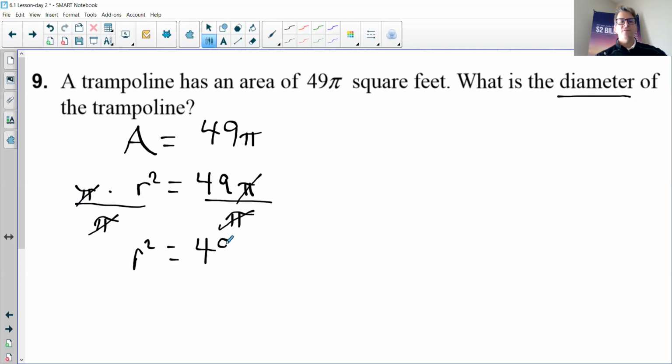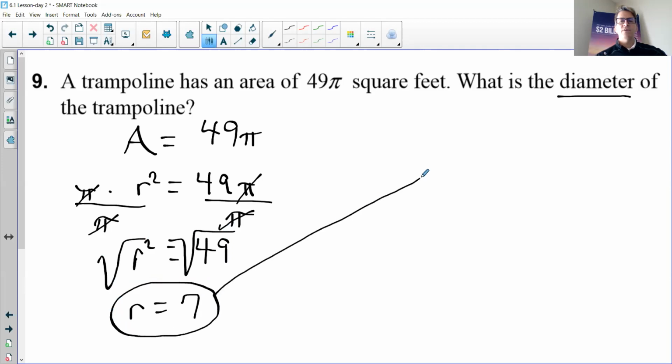And to undo the squaring of r, you take the square root of r squared on both sides, and that number r becomes 7. And it's the positive 7. Now that's the radius, so they're looking for the diameter. So it's only halfway, so the diameter of the trampoline will be 14.